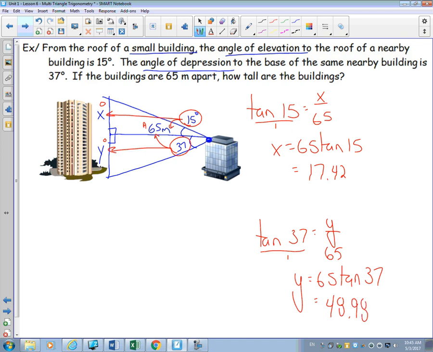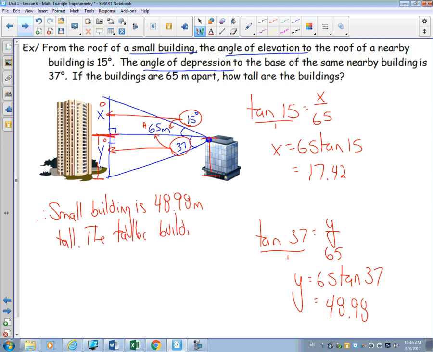Okay, so the question was, what are the buildings? Well, the small building is the same height as y from here. Has to be the same as from over here. So it's 48.98 meters tall.